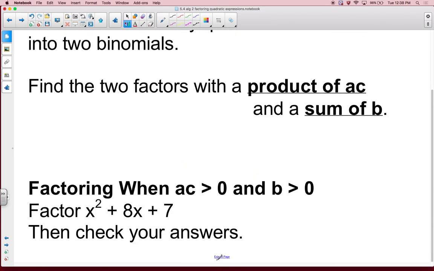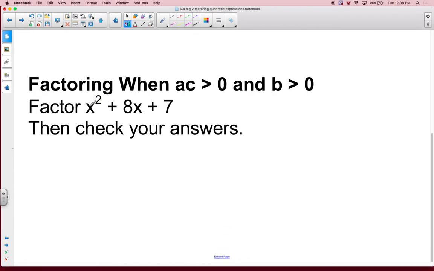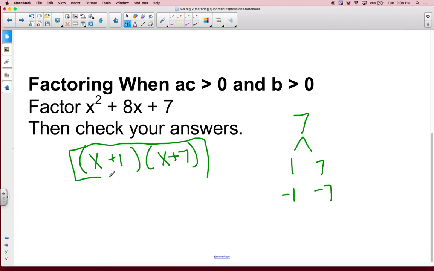So when the value of a is a 1, you don't have to do a times c. It's just you say what multiplies to 7 and adds up to 8. So we have 1 and 7 multiplied to 7. We also have negative 1 and negative 7 will multiply to 7. The one that works is 1 and 7 because 1 plus 7 adds up to 8. And that's when you can go straight to the two binomials and write it as an x plus 1 times an x plus 7. This is factored. We have two binomials that are linear that when we multiply them out, it will give us this quadratic.